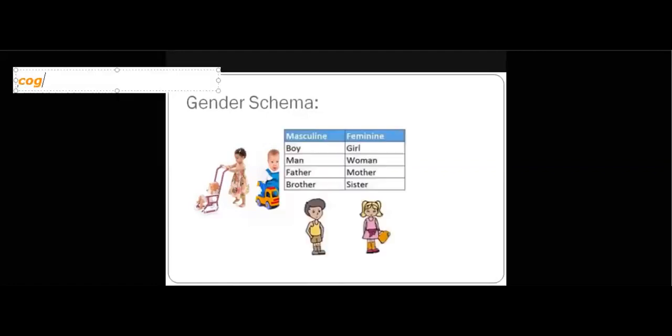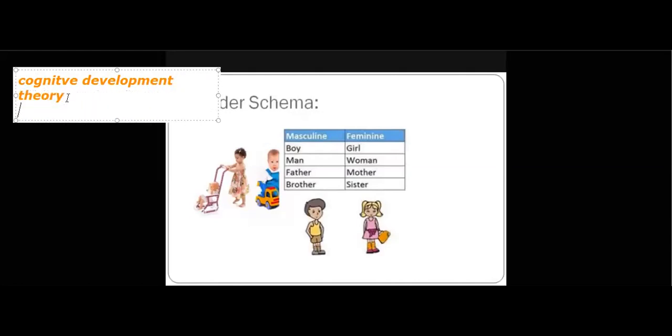Bem's gender schema theory incorporates cognitive developmental theory and social learning theory to explain the way that children learn what it means to be a boy or a girl. The theory explains the process by which children learn to categorize information about gender and how they incorporate their self-concept into these gender-based categories. Gender schemas are developed in early childhood.